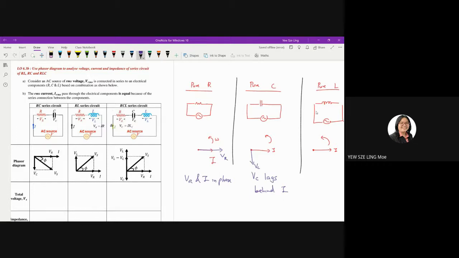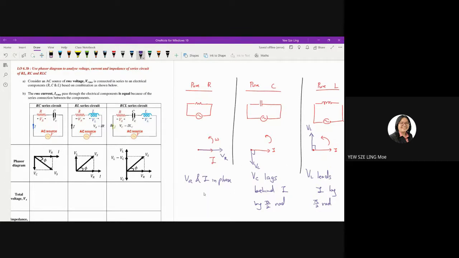And when it comes to pure L, what I do know is that my VL leads I by pi over 2 radian. So this one lags behind by pi over 2 radian. That is the phasor diagram for my pure L, the relationship of VL and I. Basically, it doesn't mean that I have to always stick to this diagram right here.